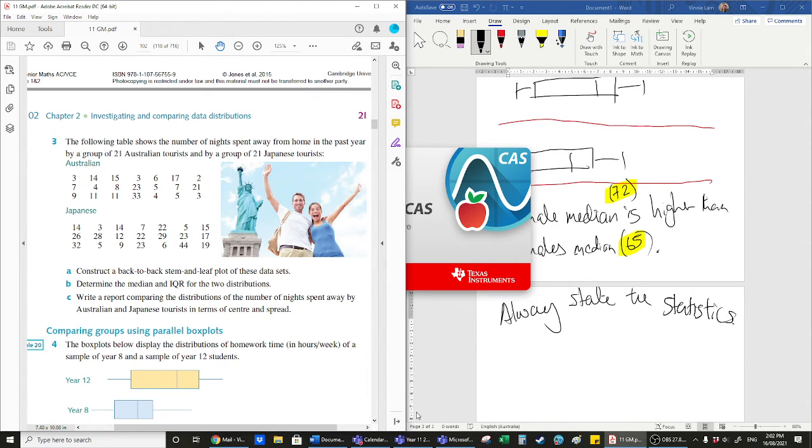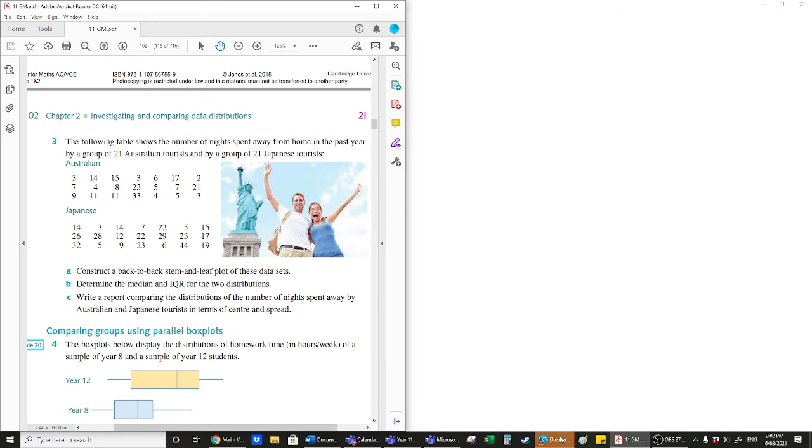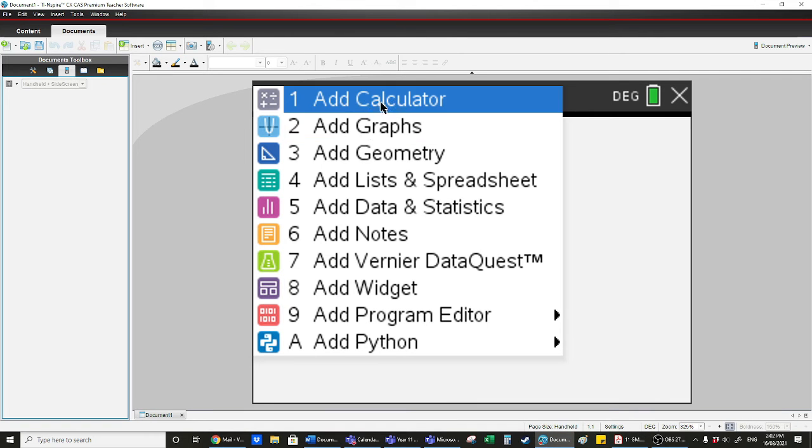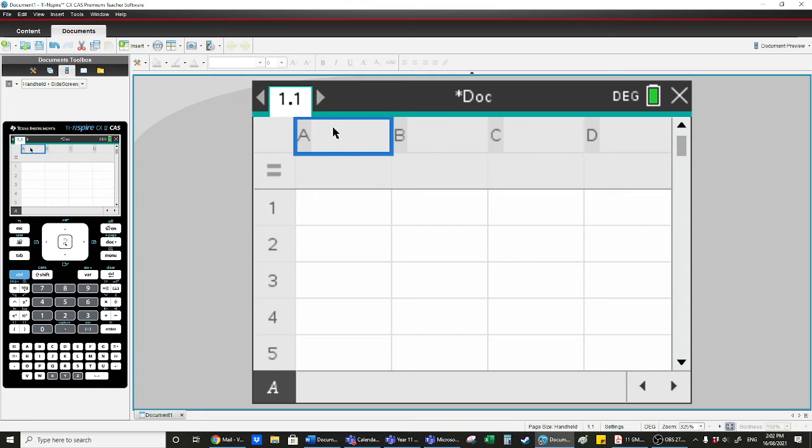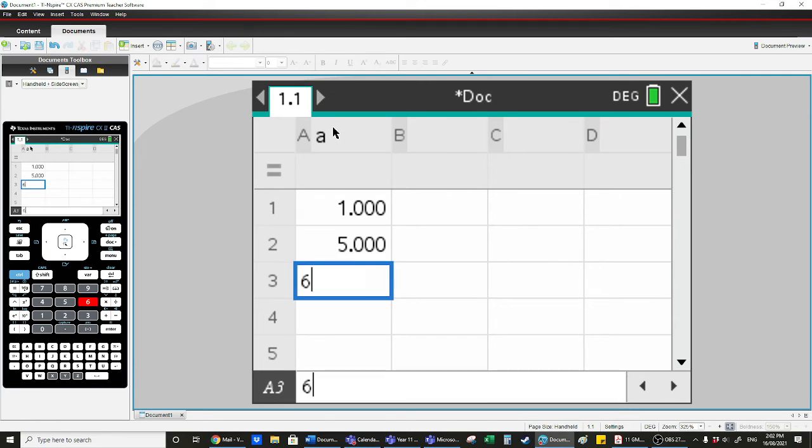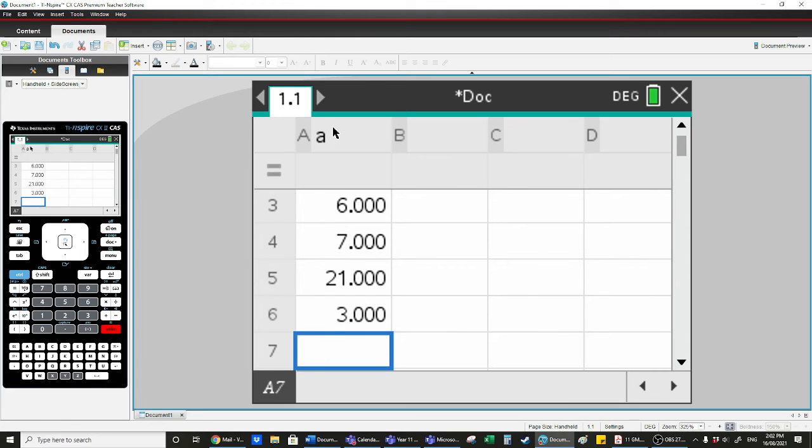Okay, so I'll just bring up my CAS one more time. Just give you a quick refresher on how to put things in order. So give it a title. Put the numbers in any order you like. It doesn't have to be in order.